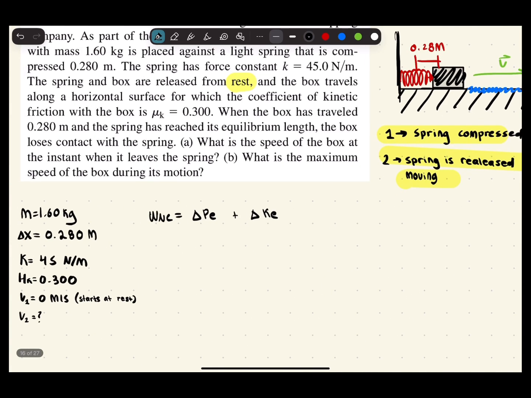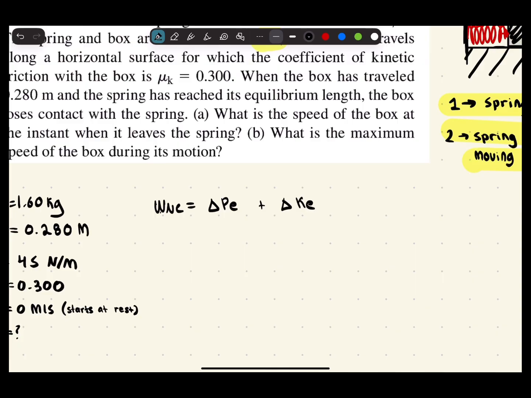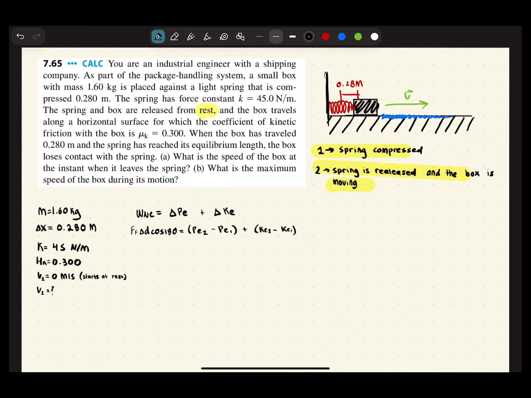So the work done by friction is going to be equal to the force of friction times the distance friction is experienced, cos 180, and I'll explain that in just a sec. And the change in energy would be PE2 minus PE1 plus KE2 minus KE1. And remember, the 2 and the 1 come from here.